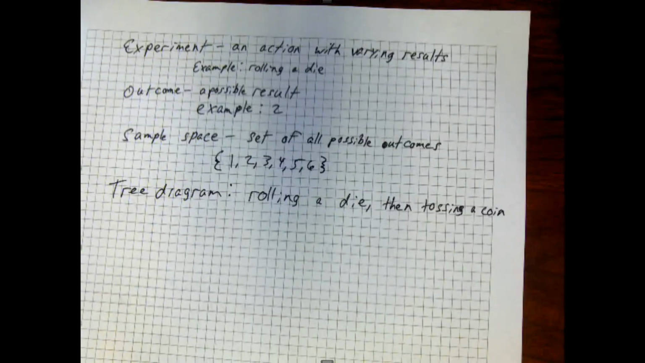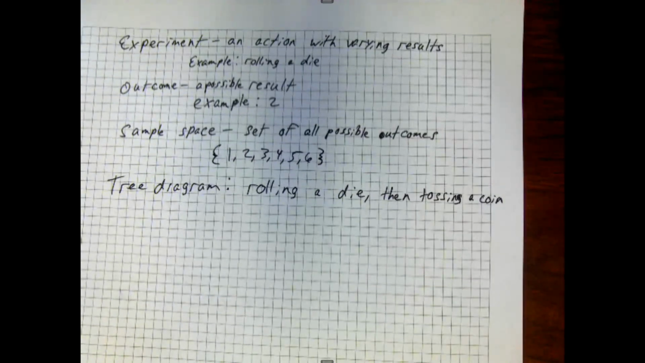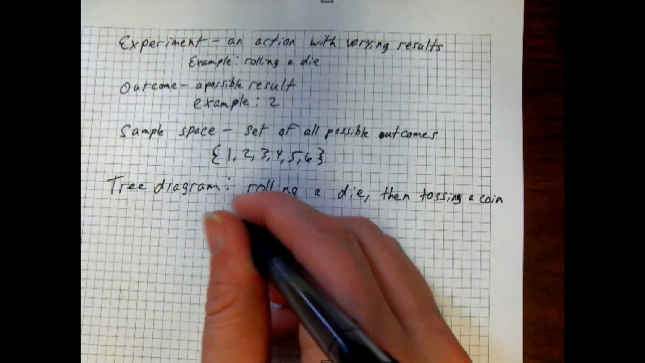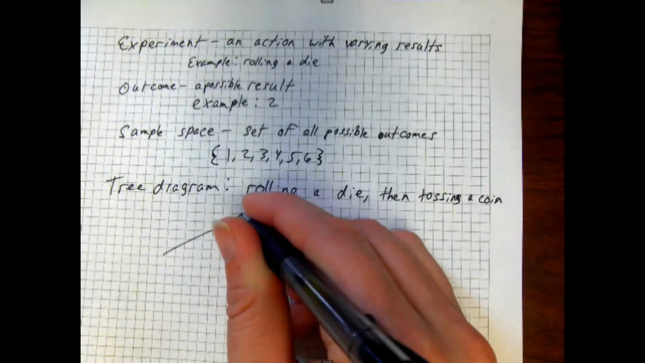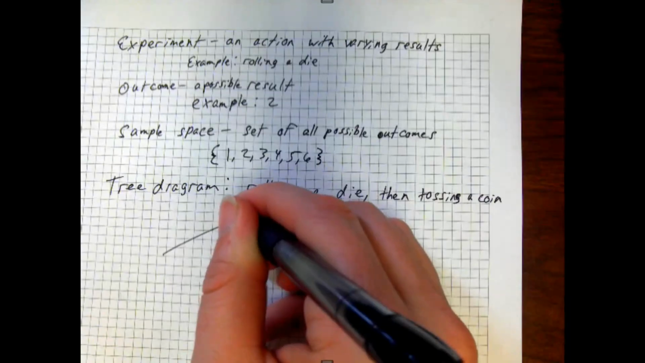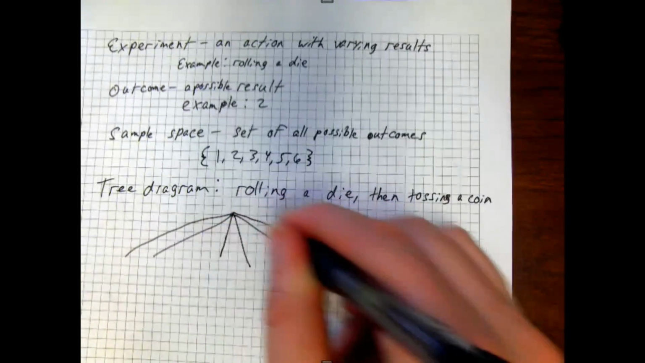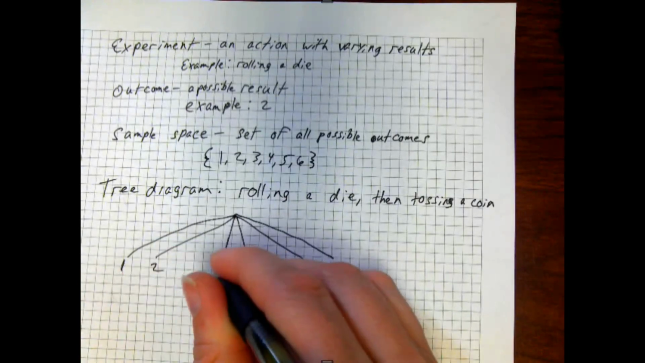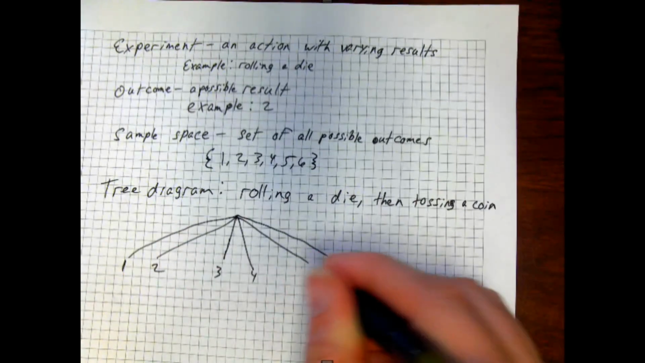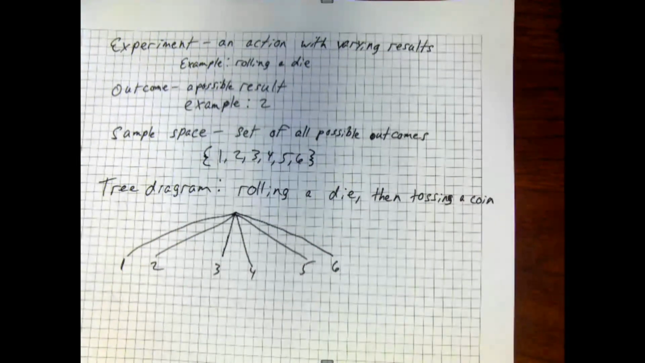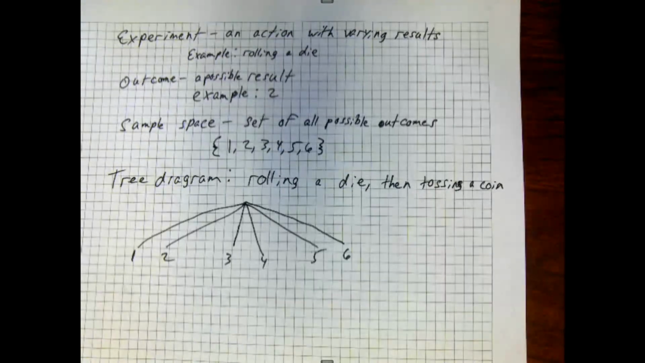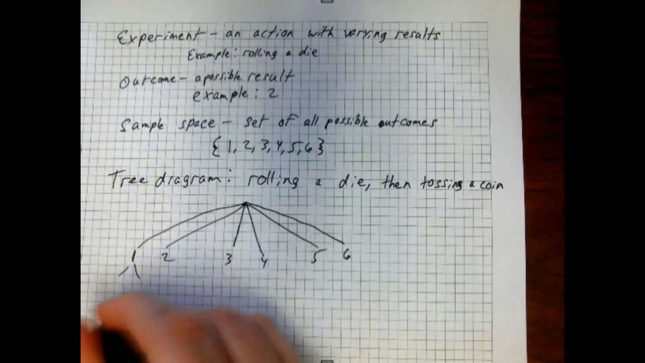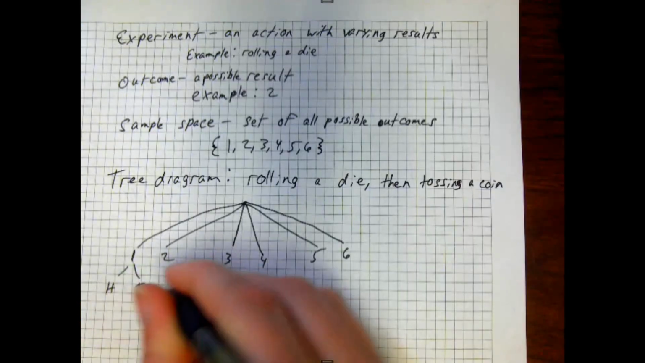I'm going to draw this out as a tree diagram. So first, there are 1, 2, 3, 4, 5, 6 possibilities for rolling a die. I could roll a 1, a 2, a 3, a 4, a 5, or a 6. And then after I roll the die, I could get 2 possible flips of my coin. I could get heads or I could get tails.